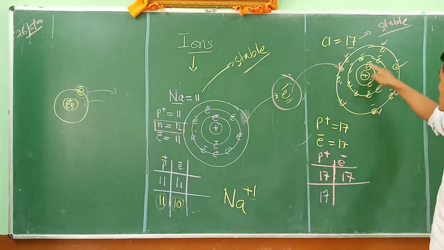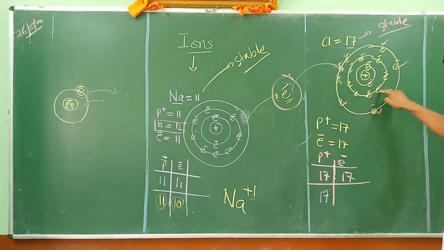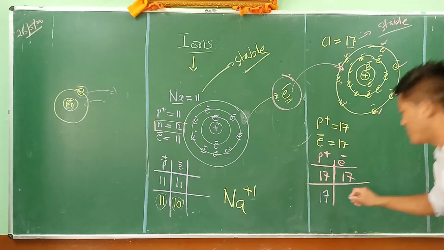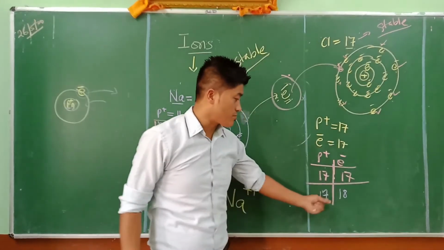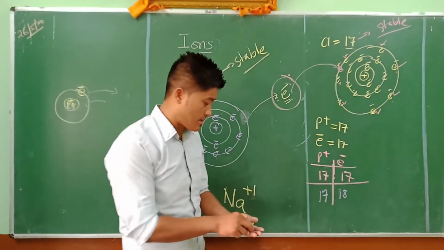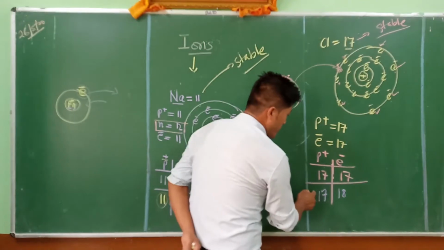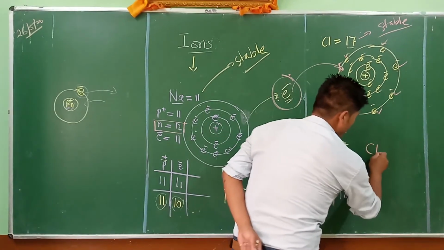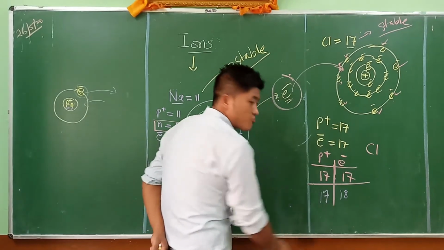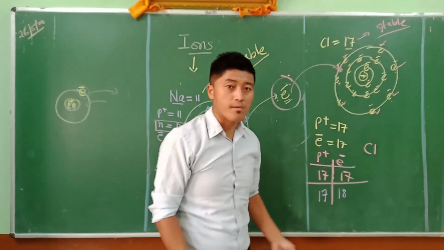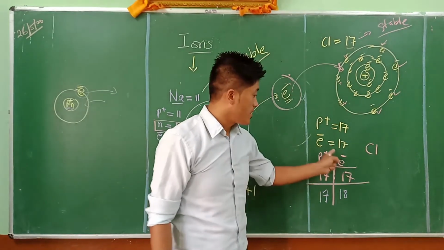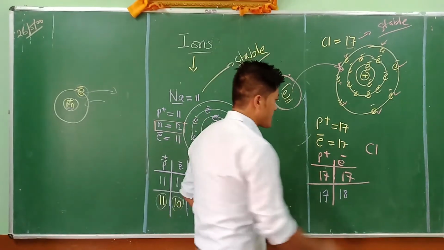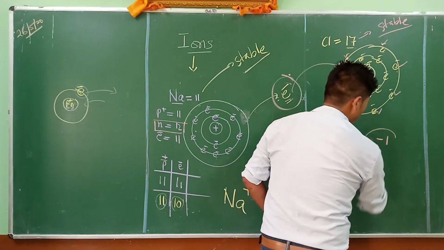17. How many electrons? 1, 2, 3, 4, 5, 6, 7, 8, 9, 10, 11, 12, 13, 14, 15, 16, 17, 18. Okay, so now have a look at this one. Now there is a change in number. Is that clear? So over here, I'm going to write chlorine again. But between 17 and 18, which one is more in number? 18 is more in number. By how much? Difference 1. And this one is on the negative side, which is why I'm going to write minus 1 here.